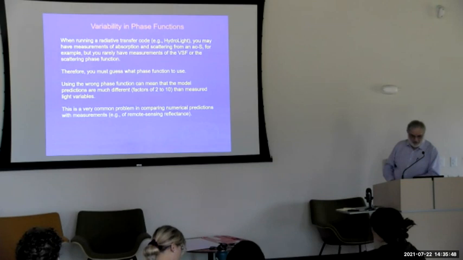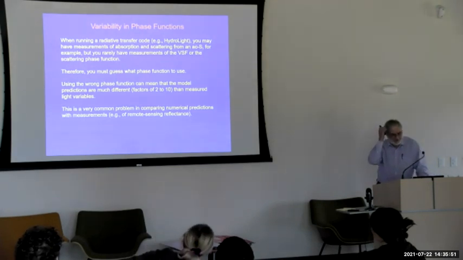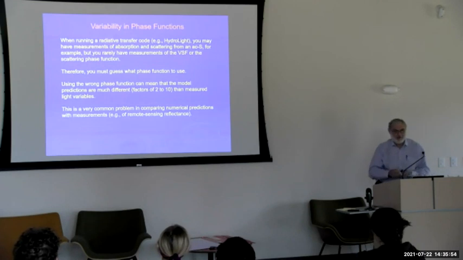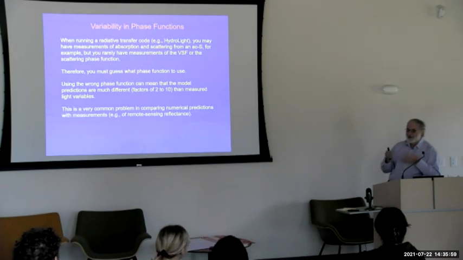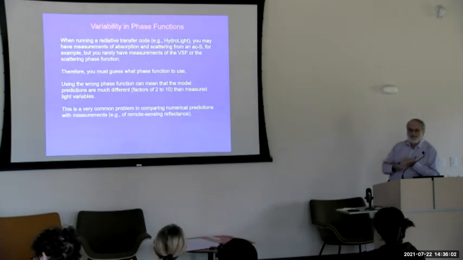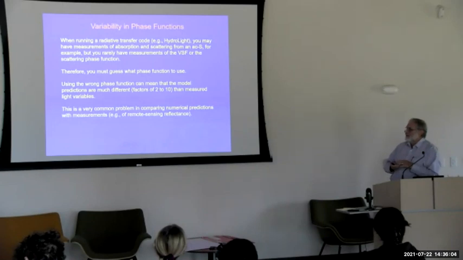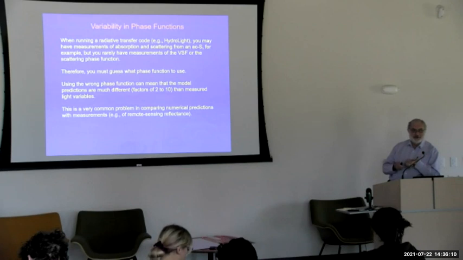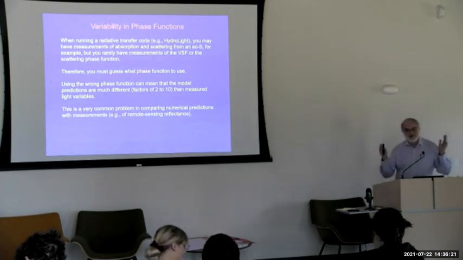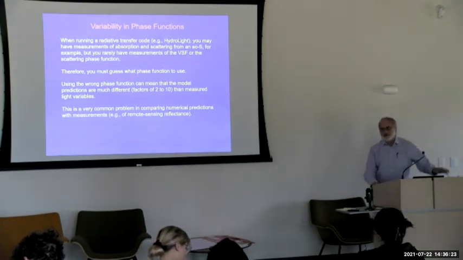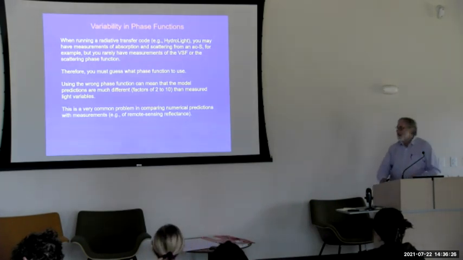Okay, so I pretty much said that when you run a radiative transfer code, whether it's Monte Carlo or Hydrolite or whatever, you're going to have to put in information on absorption and scattering. Part of that information is the VSF or the phase function. The problem is you rarely ever have measurements of the VSF or the phase function because the instruments just aren't around. You'll have measurements of the absorption and scattering coefficients. So then you end up saying, well, I didn't measure the phase function, I'll just use Petzold and hope for the best. And that might or might not work.